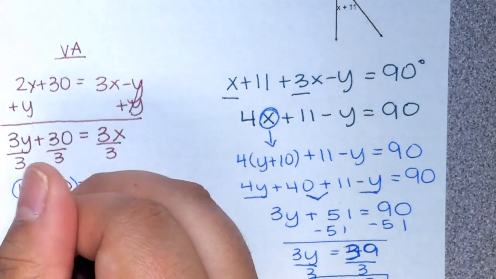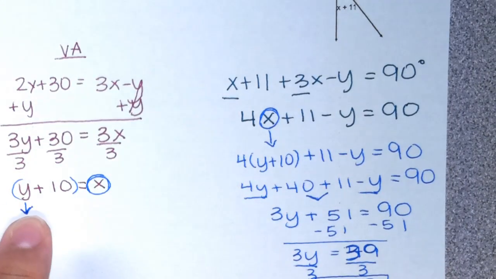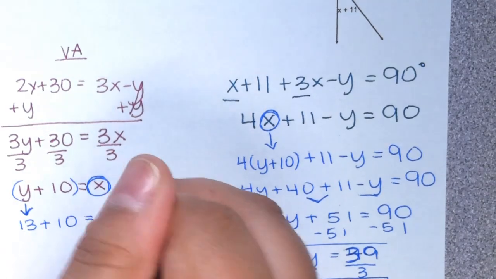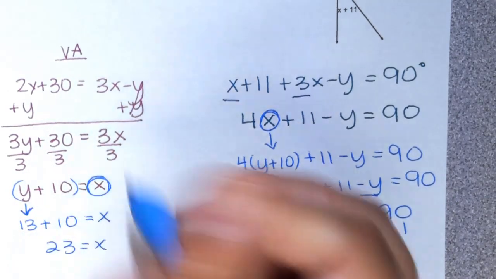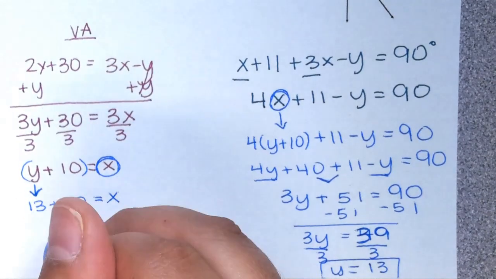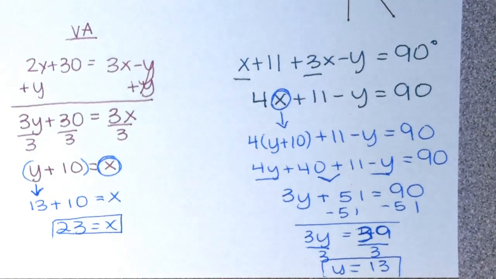Now that I know y, what can you do right here? What is y? 13 plus 10 is 23. Once you get your y value, you plug it into the equation. You can't do the degrees. It should just do the number.